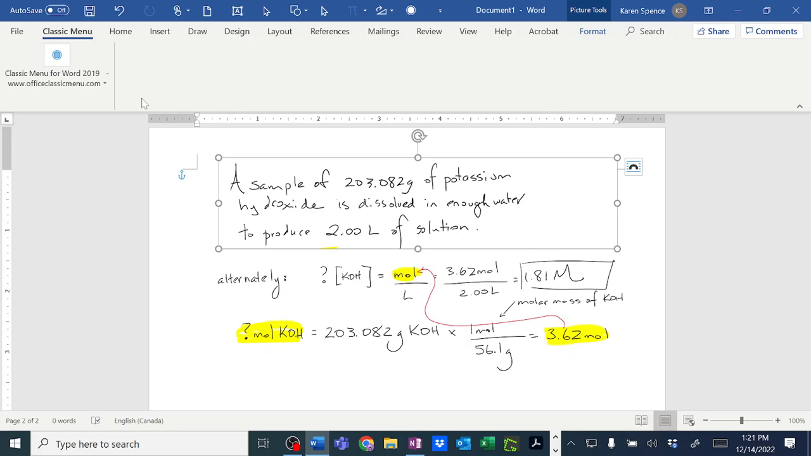Probably in about 10 minutes, I'm going to use molarity as a conversion factor. It will be recorded, and it's whatever the next section is. Yeah, and I'll put it on Teams as well.